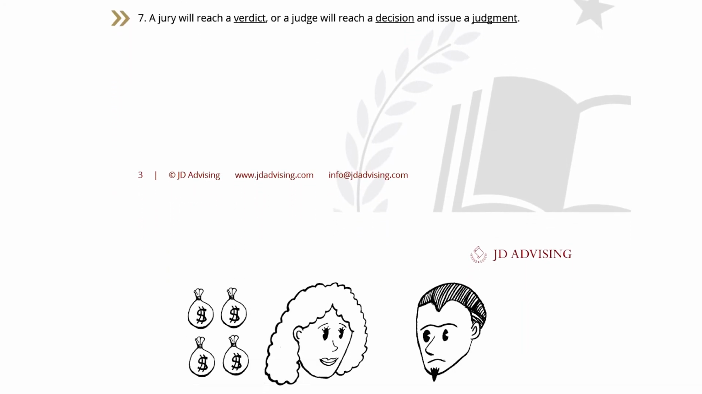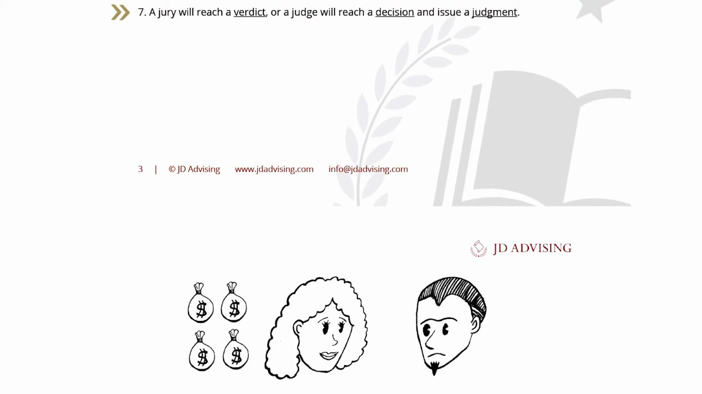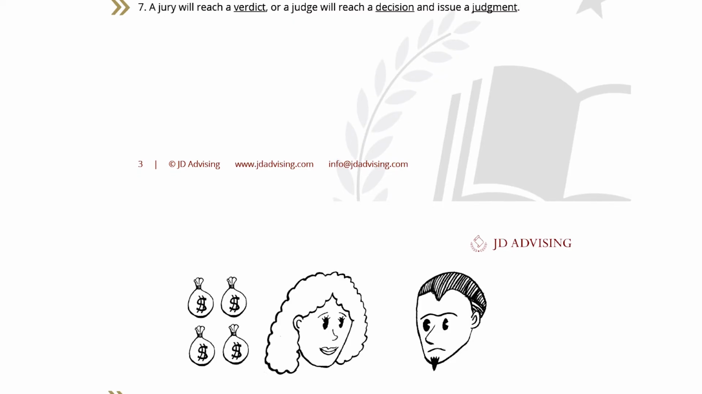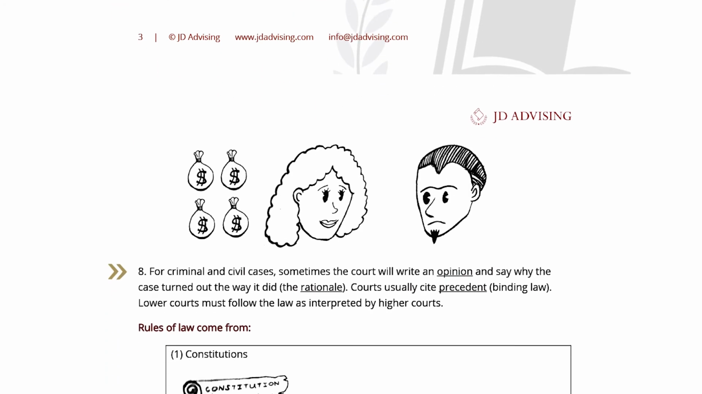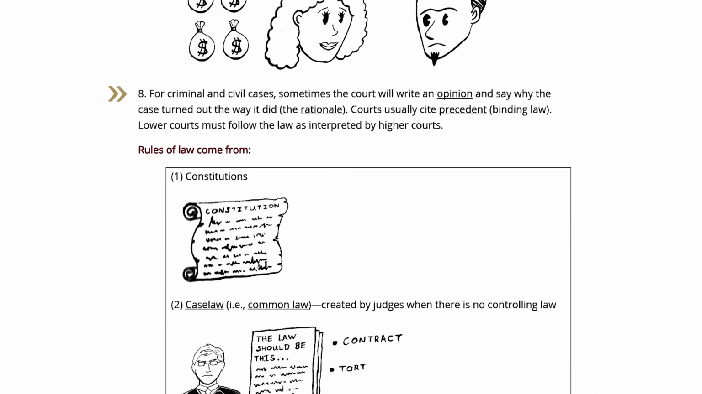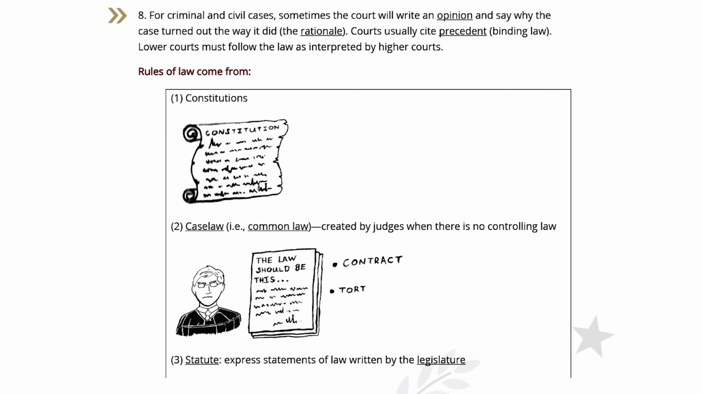They will lose. A jury will reach a verdict, or a judge will reach a decision and issue a judgment. So the verdict is basically like who wins, and the judgment is, okay, how much money do you win, if you win any at all? For criminal and civil cases, sometimes the court will write an opinion, which basically says why the case turned out the way that it did, and that's the rationale.